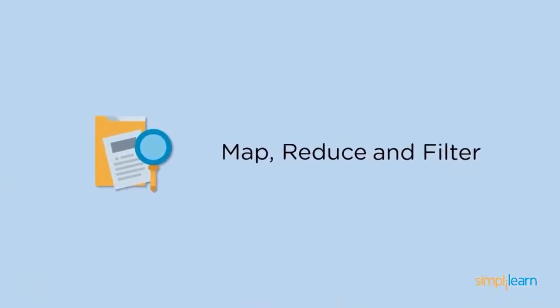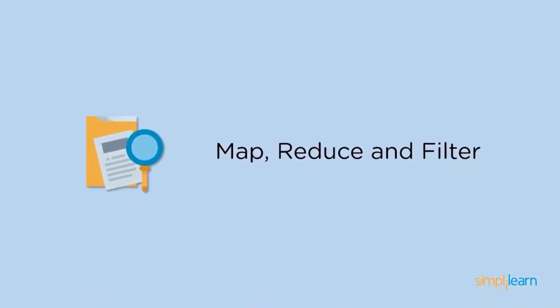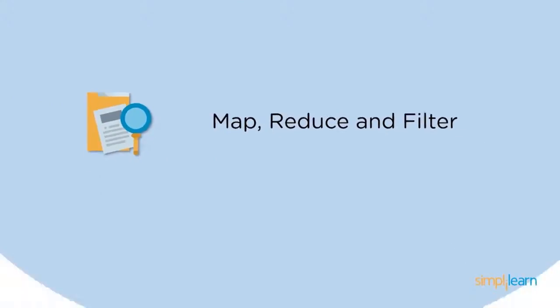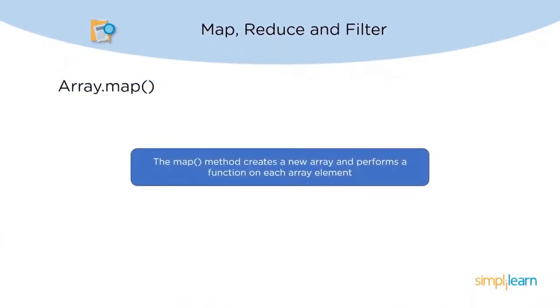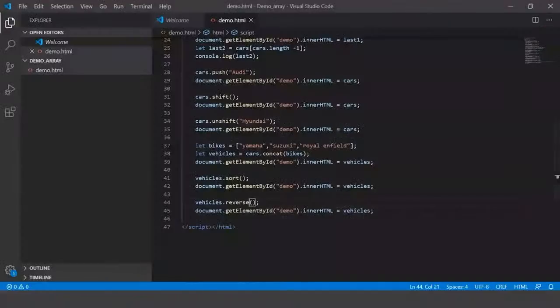Next up, we have map, reduce, and filter. First up, we have array.map. Now the map method is used for creating a new array from an existing one by applying a function to each and every one of the elements in the first array. And it does not change the original array. Alright, so to make you understand this better, let's go back to our Visual Studio Code.